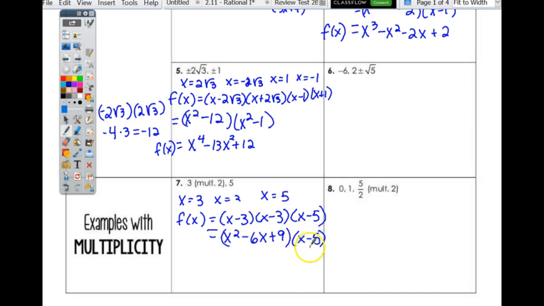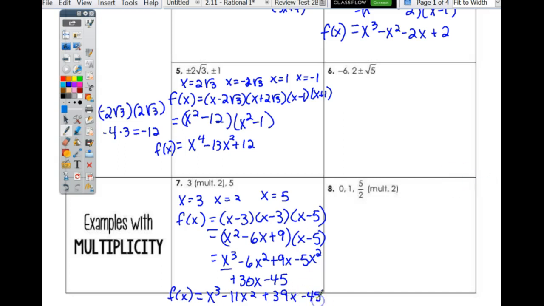And you have to multiply one more time. So x times x squared is x cubed. Minus 6x squared plus 9x minus 5x squared plus 30x and minus 45. So my final f of x, I want to combine like terms. So I get x cubed. I have the 6x squared and 5x squared, so I have minus 11x squared plus 39x minus 45.